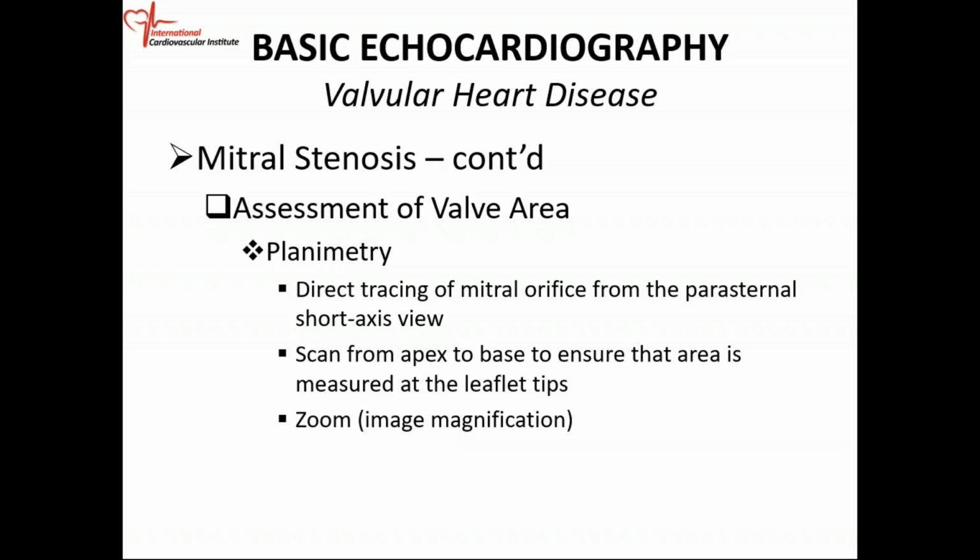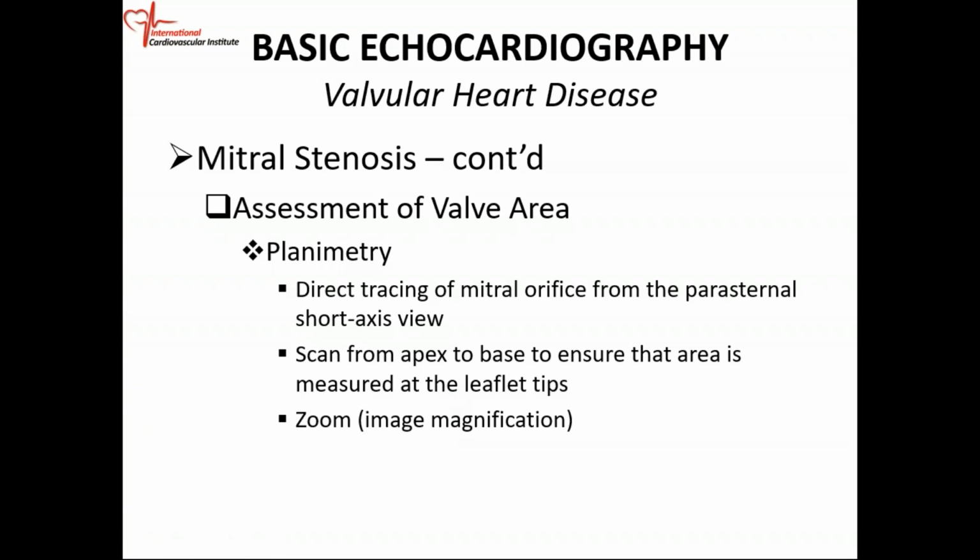Again, we did touch on planimetry, planimetering the mitral valve area. So you need to get your short axis view at the level of the mitral valve. And again, remember that when you open the mitral valve, it's conical in shape. So you have to get the narrowest portion. When we talk about planimetry, it's the direct tracing of the mitral orifice from the parasternal short axis view. You're going to scan from apex to base to ensure that the area is measured at the leaflet tips.